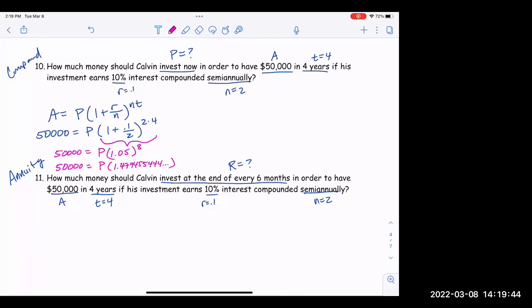So if I want to solve this for P, I want to get P by itself, so I would divide both sides of this equation by that 1.4774, that big decimal. Since I have that number in my calculator right now, I'm going to type in 50,000 divided by, and then use the ANS button, the second negative button, which says I want to divide by that whole decimal without any rounding. If you don't want to use the ANS, just put in as many decimals as you wrote down.